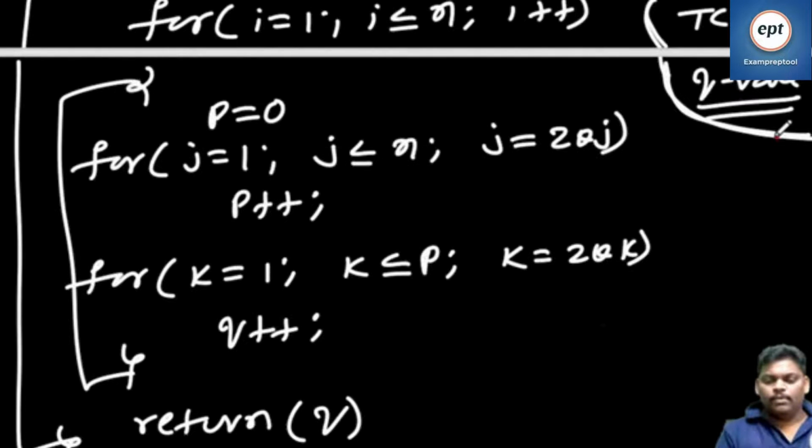Yeah, let me give the answer. Listen. Outer loop, see this one. The outer loop always plus 1, plus 1, plus 1, so it runs n times.